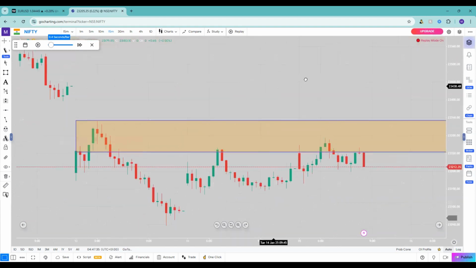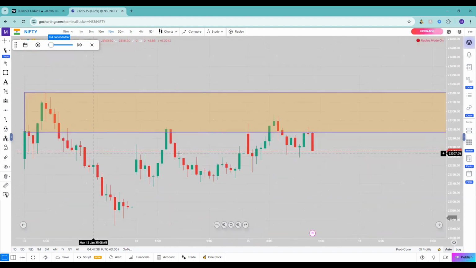So what are we looking for? We are looking for a change of character. This is the first time price mitigated it. We didn't get a change of character. It's supposed to be down here. Second time, it didn't come to give us a change of character. This is the third time. We've not gotten our change of character yet, so we can keep playing price to see.